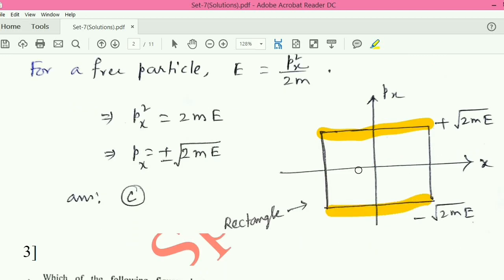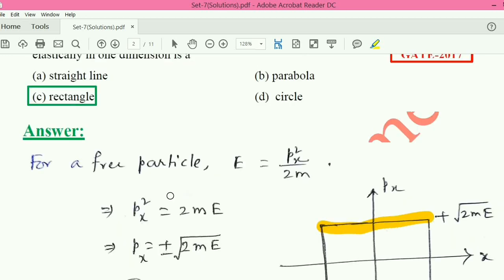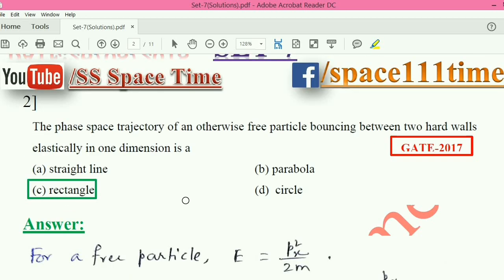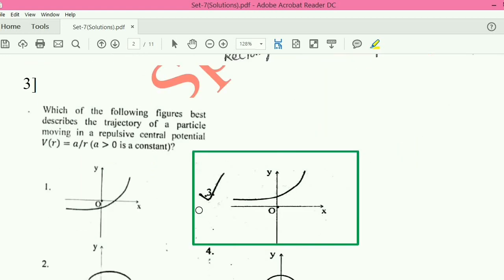So the resultant phase space curve is a rectangle, which is matching with option C. So the phase space trajectory of an otherwise free particle bouncing between 2 hard walls elastically in one dimension is a rectangle. Now coming to question number 3.